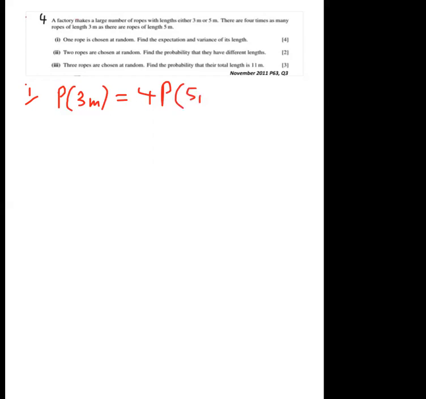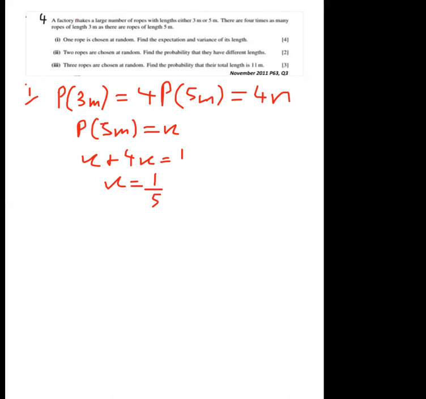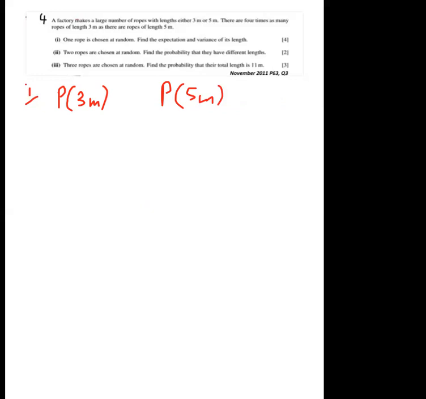So if I say the probability of a 5 meter rope is x, then the probability of a 3 meter rope will be 4x. So x plus 4x should be equal to 1. So x is 1 upon 5, and then 4x will be 4 upon 5. So the probability of 3 meters is 4 upon 5 and for 5 meters it's 1 upon 5.